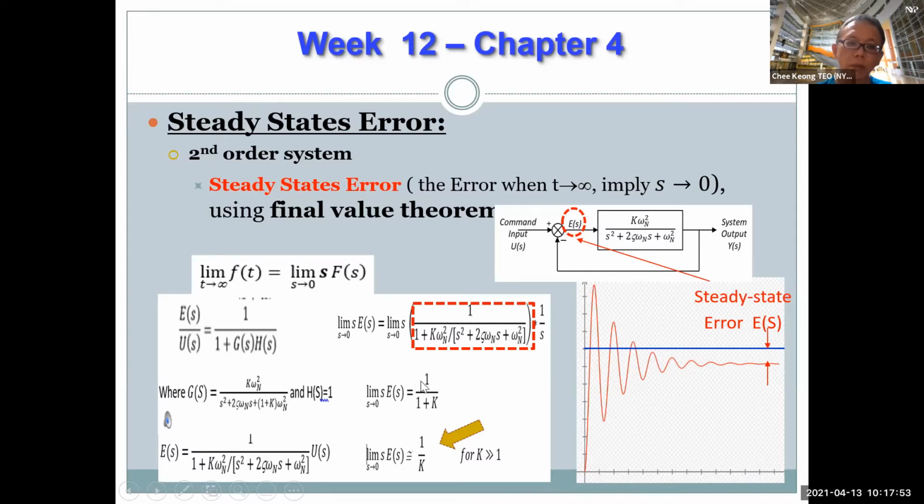So basically, your whole expression will become 1 over 1 plus k, right? Because the whole term will become 1 if you solve this, right? Now, with this, you would say that, again, the same thing. If the k value is much, much bigger, then the steady state error will tend to 1 over k, which is similar to the case of the first order system.